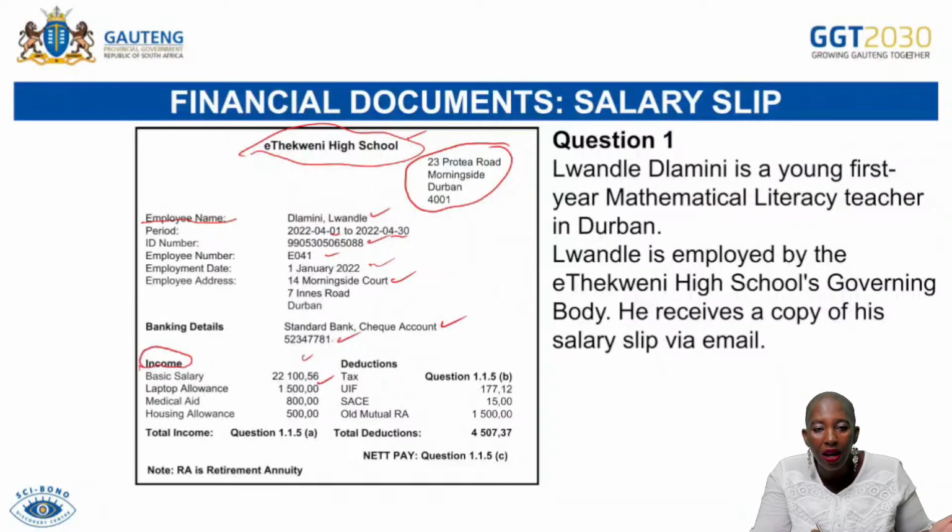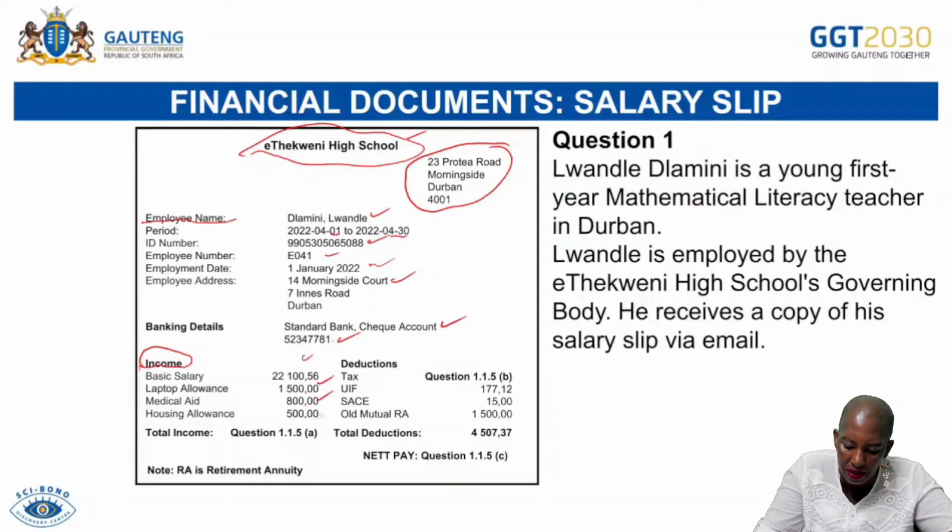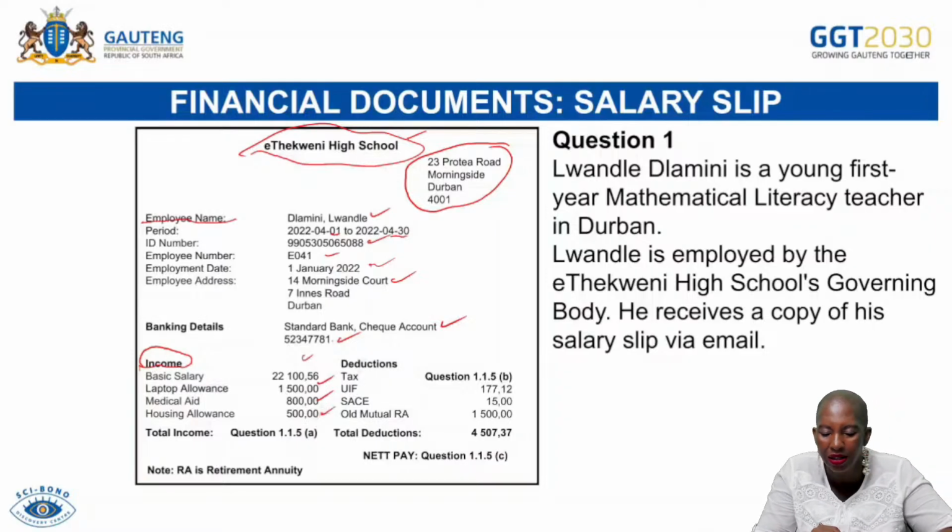So with the laptop allowance, they have their own laptop. So they say, because you are using your own laptop, we have to maintain that laptop. If it gets broken, you are able to take it to someone to fix it. And then you have the medical aid. They're giving them the subsidy, the medical aid, the housing allowance, they're subsidizing them.